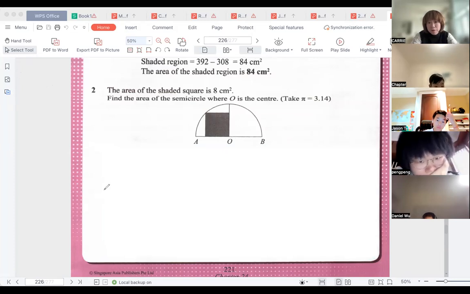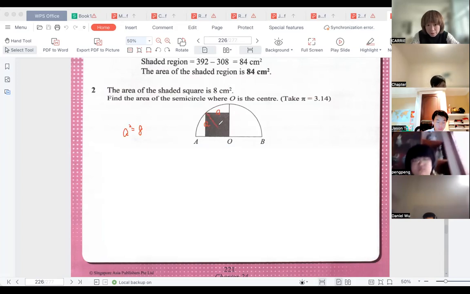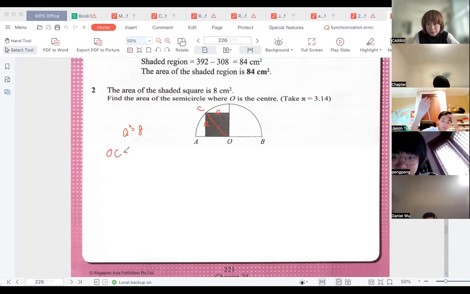Okay, let's take a look at this one. So we have the shaded area. This is a square. Chapter, could you tell me how you find the area of the square? Each side is A, so A squared equals 8. Don't you agree with me? Now I want to know this red line. Do you know why, everybody? Because it's the radius. OC equals the radius. Very good.